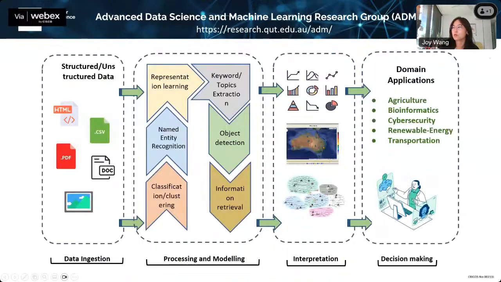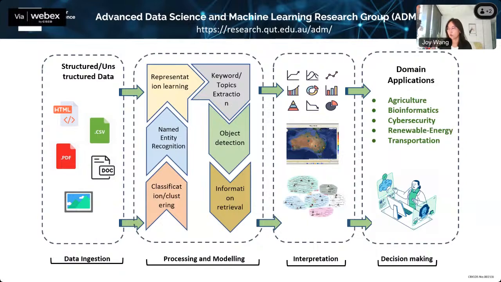So what do we do? In our research group, we work with different kinds of data, both structured and unstructured, in different formats, for example PDF data, CSV data, and image data. We design different algorithms to process this data using different techniques. For example, we do representation learning, keyword and topic extraction, named entity recognition, object detection, and clustering and classification algorithms.